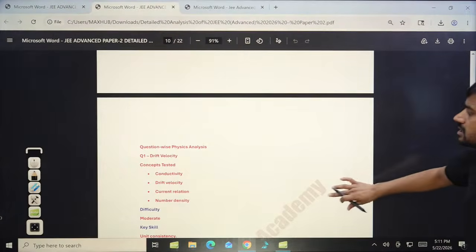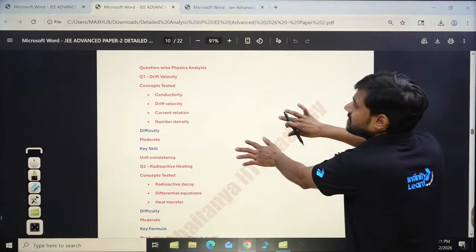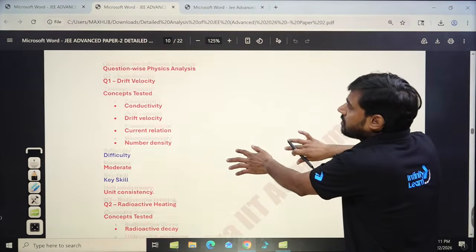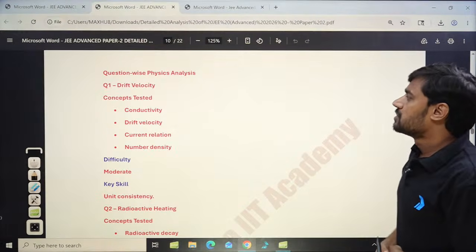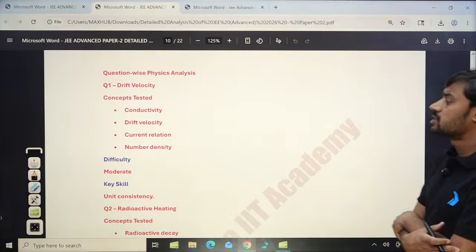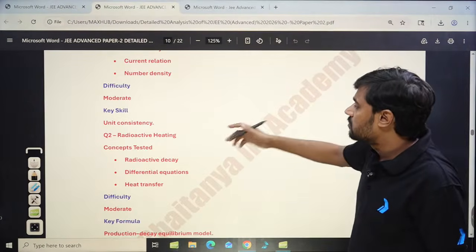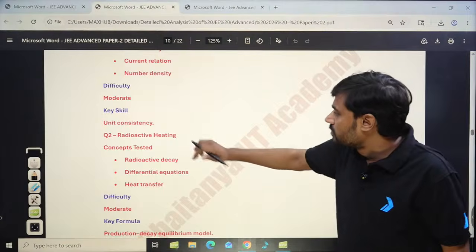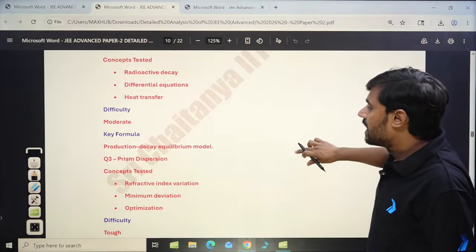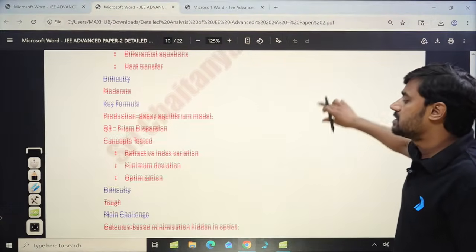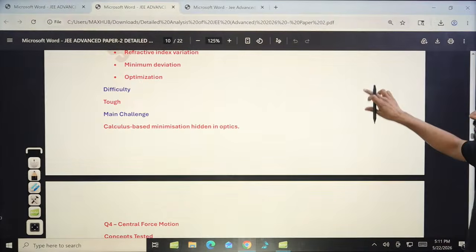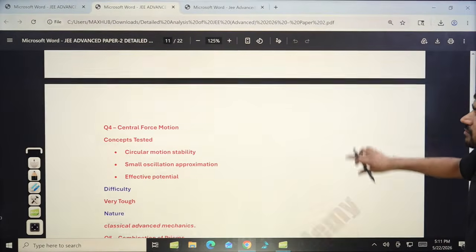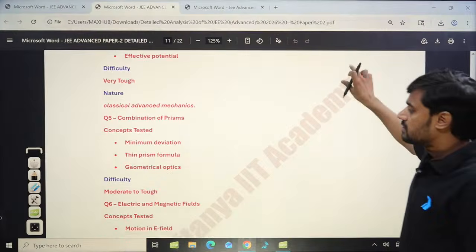Another overall analysis: question number 1 is from drift velocity. Question number 2 was from radioactivity heating, and 3 is from prism dispersion. 4 is from central forced motion, right?